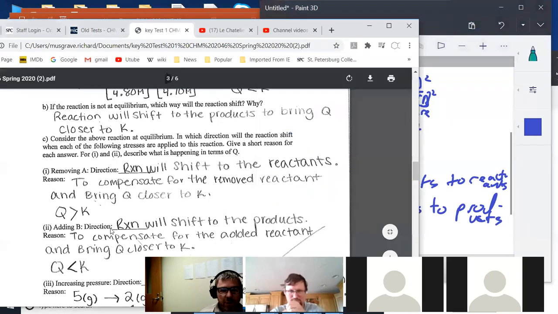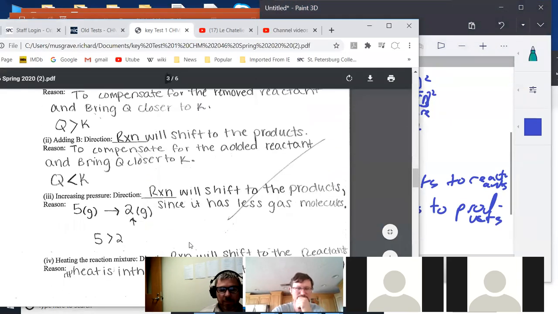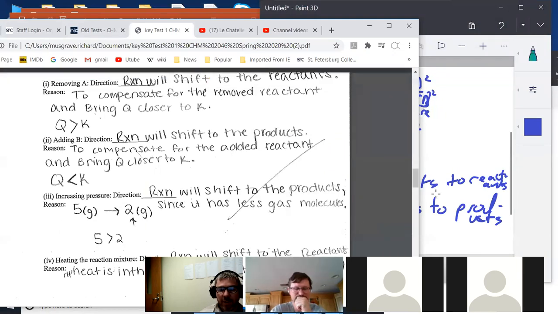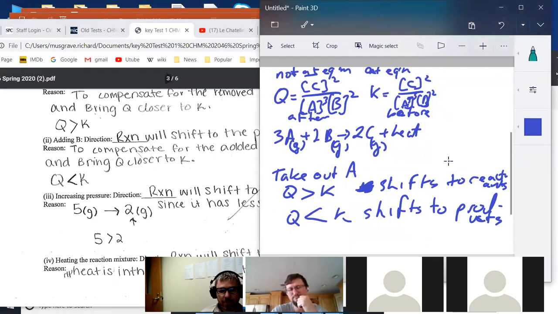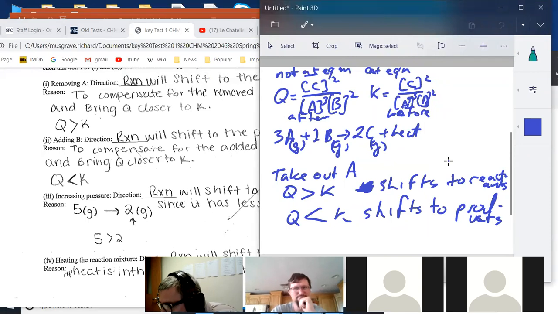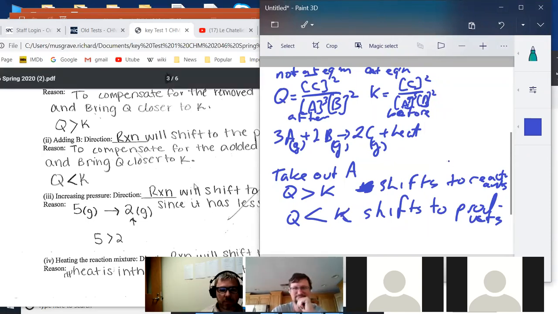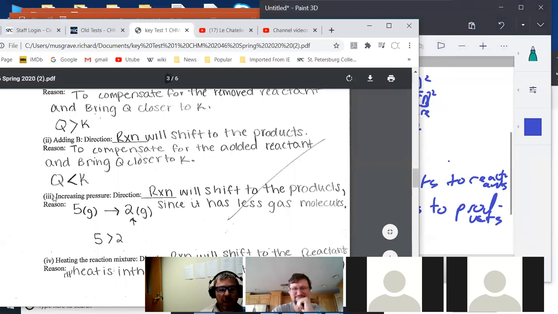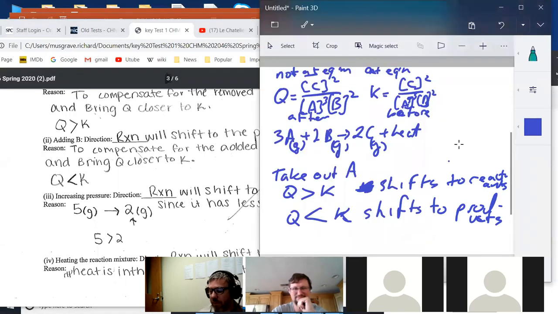So adding B will shift it towards the products. Anybody have any questions? What happens if we increase pressure?